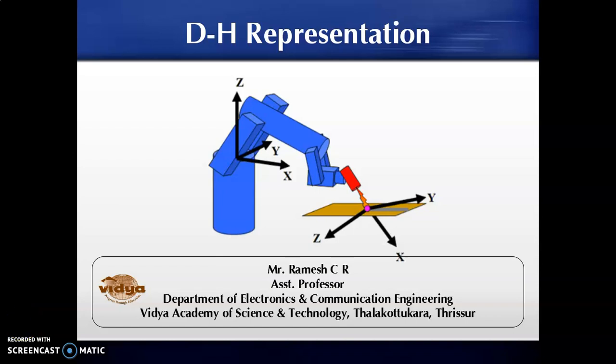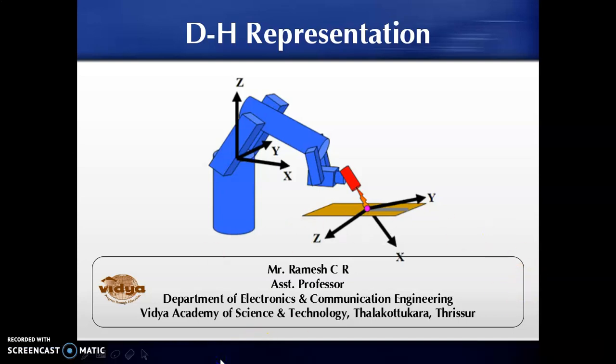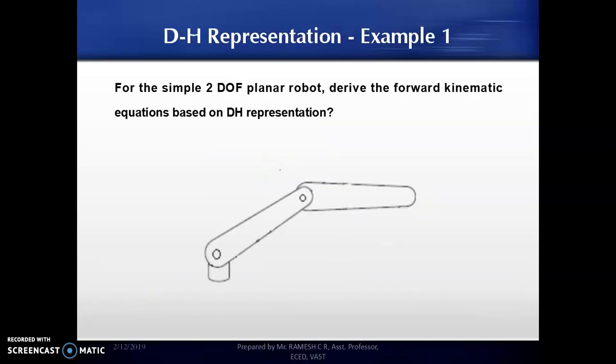Welcome back. In today's session, we will be discussing a few problems with respect to the DH representation on a given robotic structure. First example, let us look at the first example. For the given simple 2-degree of freedom planar robot, derive the forward kinematic equations based on DH representation.